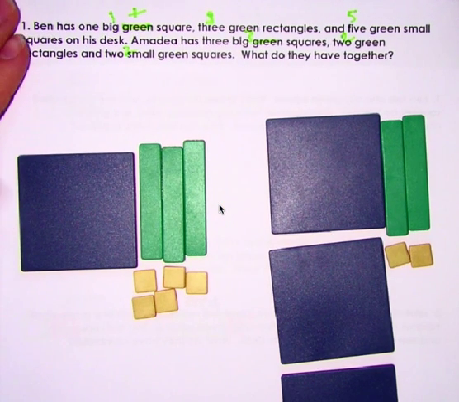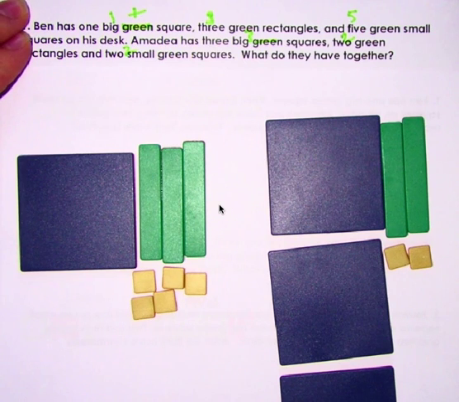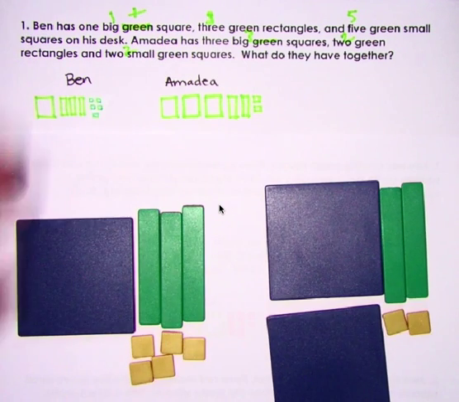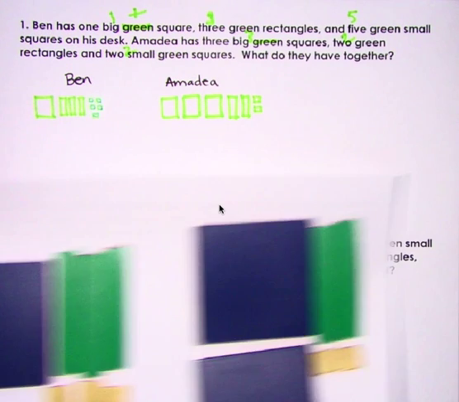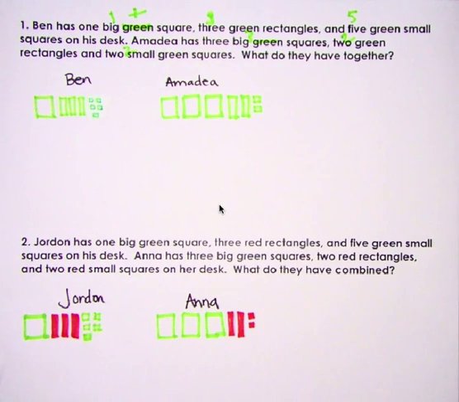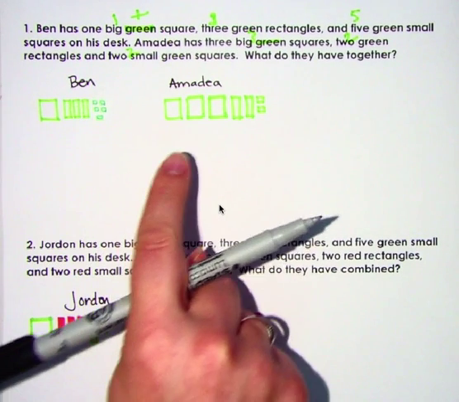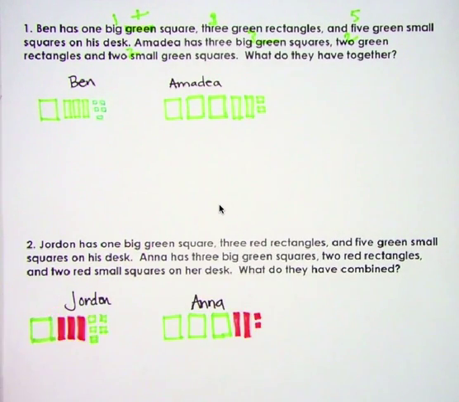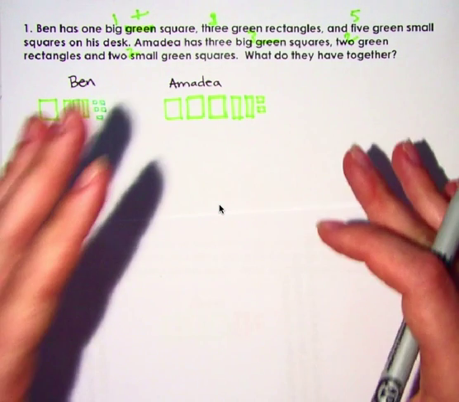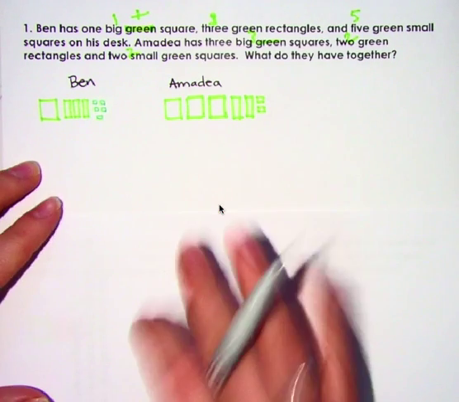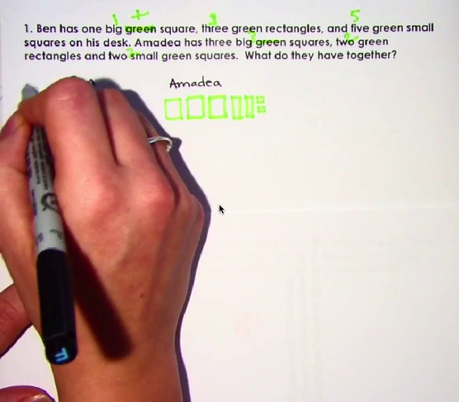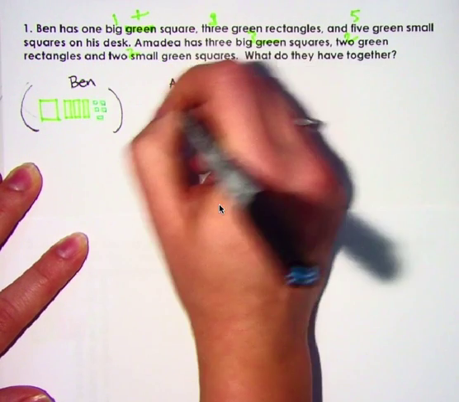So you will not always be using algebra tiles at home, so a good way to do this is to draw them out like so. Notice that I am not shading in these tiles, because when you don't shade in the tiles, that means it's positive. We want to know what they have together. So if this is on Ben's desk and this is on Amadea's desk, that means basically we just have to combine them all together. So imagine us pushing the pile together of their tiles and finding out what they have together. So here's Ben's desk, here's Amadea's desk.